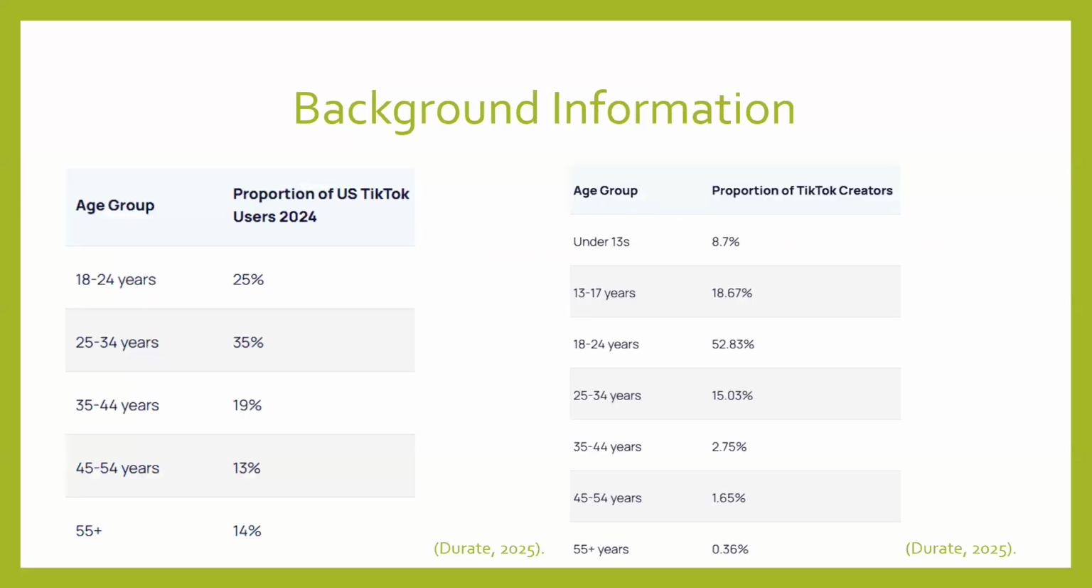Before diving into how older adults interact with people of other ages on TikTok, it is important to understand the demographics of the app. The majority of TikTok users in the United States are between the ages of 18 and 34, making up 60% of American TikTok users, compared to 14% of adults 55 plus. In addition to this, the 55 plus population makes up only 0.36% of TikTok content creators.